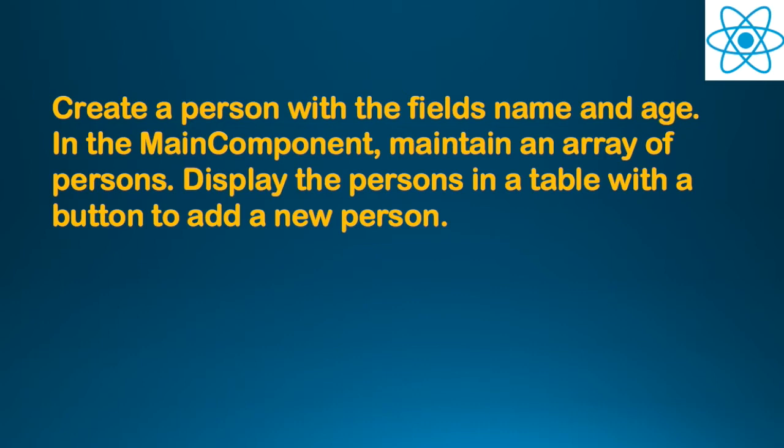Now that we have created these fields, let's do this exercise. Create a person with the fields name and age. We have already done that. In the main component, maintain an array of persons. Display the persons in a table with a button to add a new person. So we need to modify our main component. We need to maintain an array of persons. We need to display that and put a button to add a new person. And when this button is clicked, that is when we want to display the form.